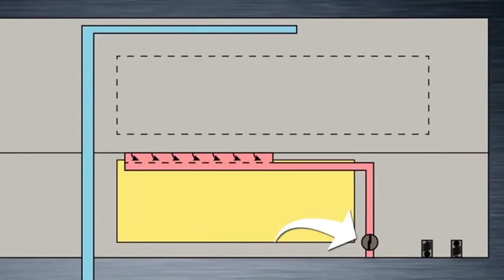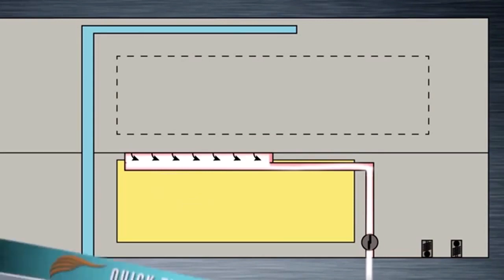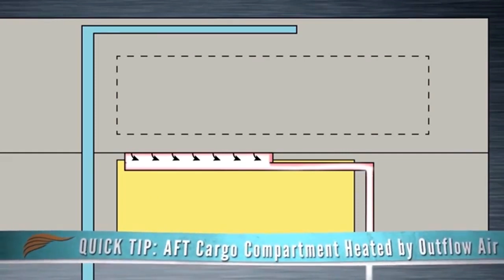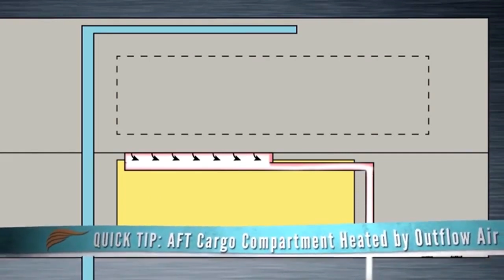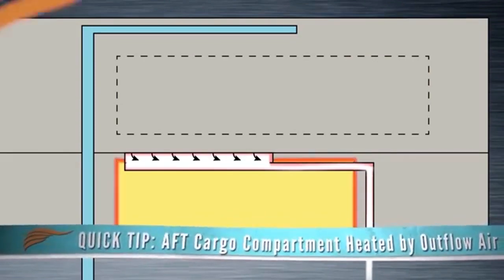The outflow valve is a form of exhaust for the majority of the air that is circulated through the passenger cabin in order to maintain a desired cabin pressure. Air is extracted from the cabin through grills at foot level, ducted around the aft cargo compartment, and then discharged overboard the aircraft. As the warm passenger exhaust air flows from the cabin to the outflow valve, it serves as a heater for the elements in the aft cargo compartment.